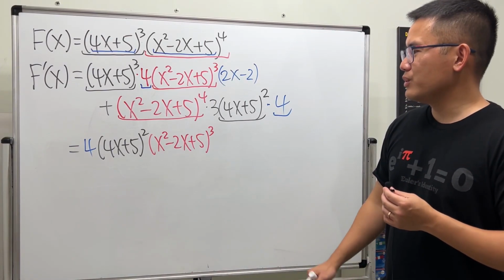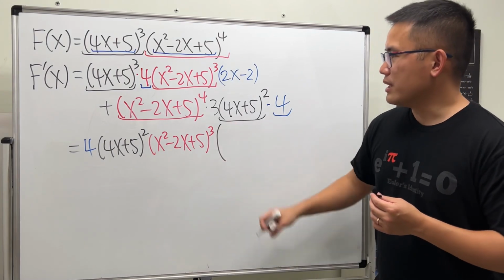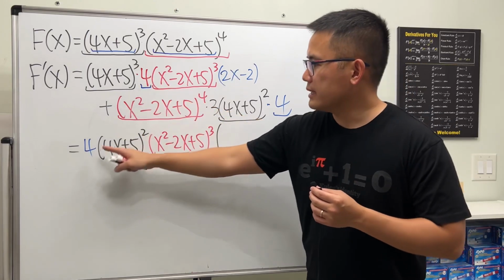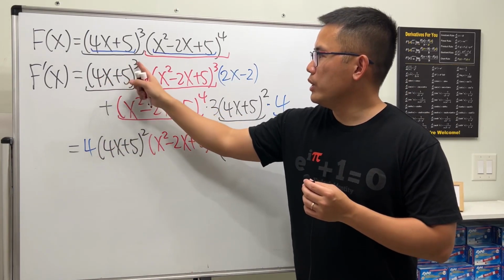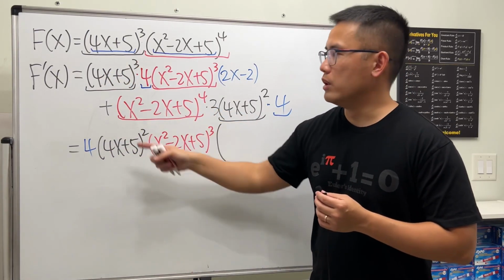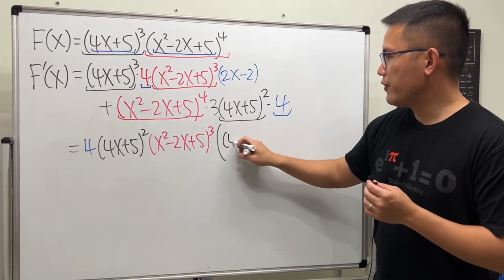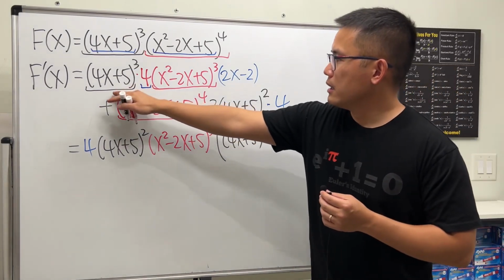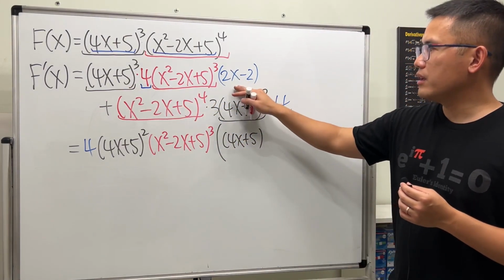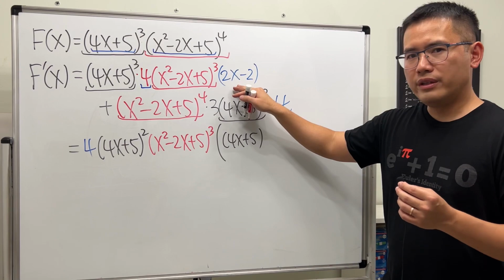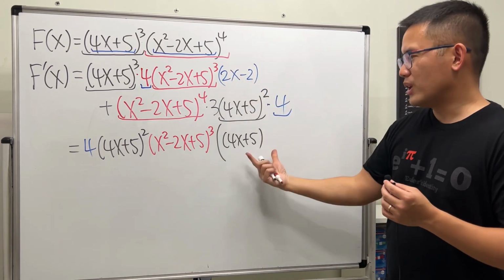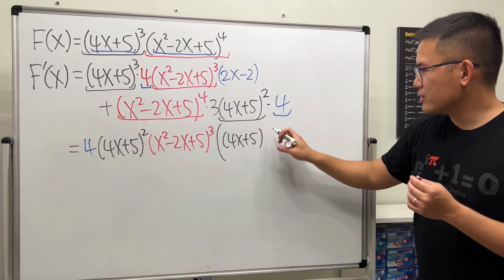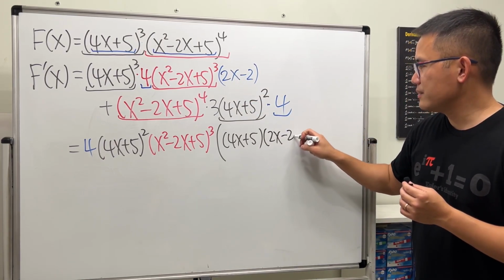And I'm just going to multiply with the rest. Let's write down the rest here. For this part, the 4 is out. This right here, we only took out 2 of them, so we have 1 more. So I'm going to write down 4x plus 5. So that's that. And then right here, some of you guys might be wondering, why didn't I factor out 2? But we are going to multiply here and then combine terms, so it doesn't matter. Just bring that down, so 2x minus 2.